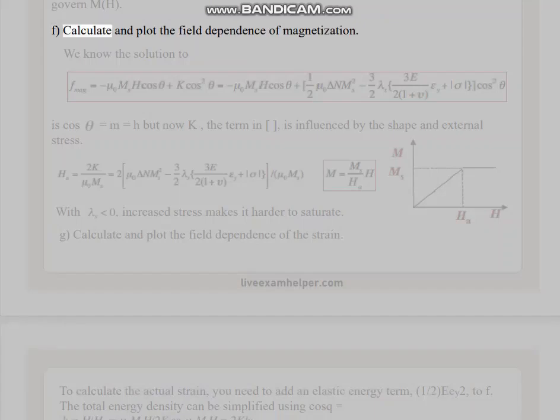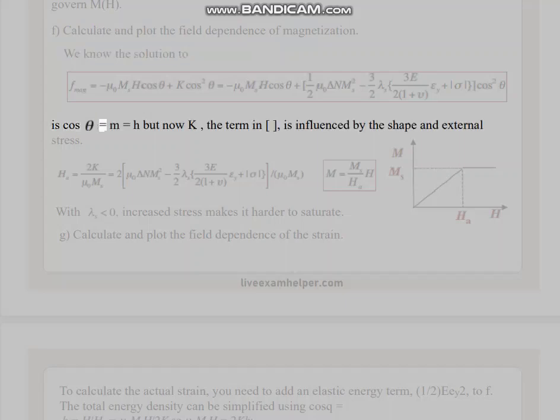F. Calculate and plot the field dependence of magnetization. We know the solution to this is cos θ equals M equals H, but now K, the term in the denominator, is influenced by the shape and external stress. Increased stress makes it harder to saturate.